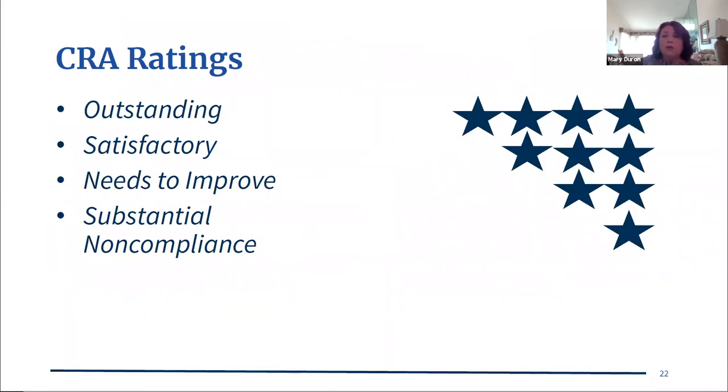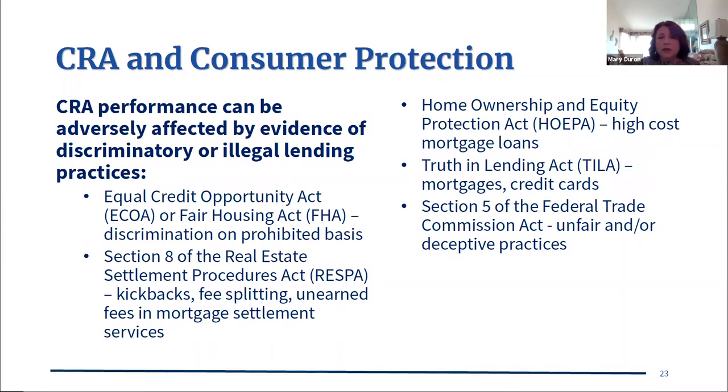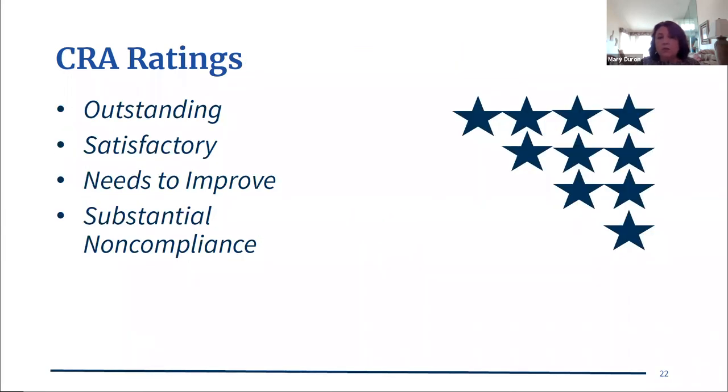There are four CRA ratings: outstanding, satisfactory, needs to improve, and substantial noncompliance. You want to be at least satisfactory. A rating of needs to improve or substantial noncompliance will limit your ability to open a new branch, install a new ATM, get acquired, or merge. That's why the CRA rating has some teeth to it, and why banks comply with it.